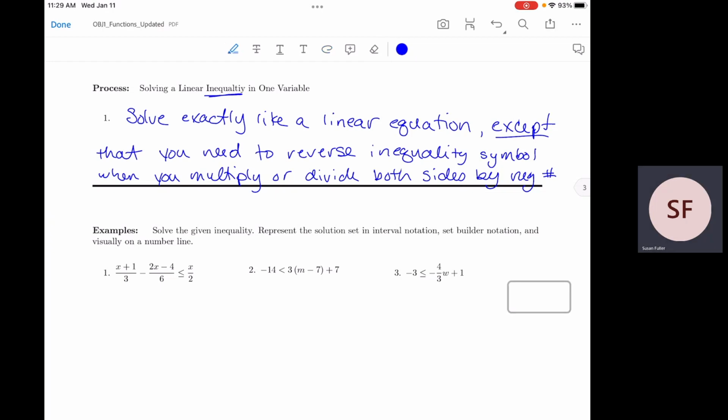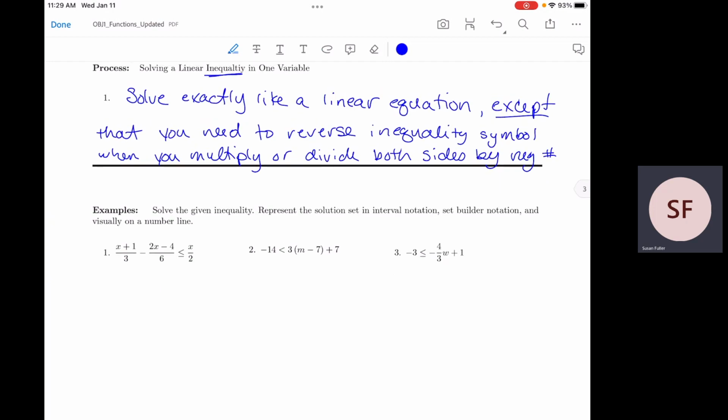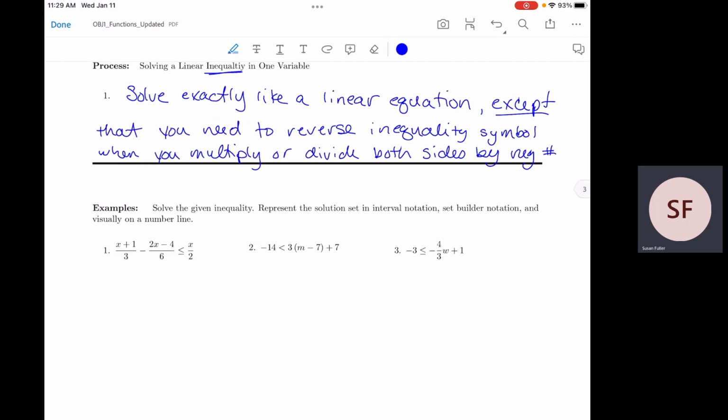Okay, so let's try some examples here. So example number 1, we're going to solve this inequality, and it is asking us to represent our solution set in interval notation, set builder notation, and visually on a number line. Those are all different ways to write the solution. And again, I'll just kind of refresh your memory on what those look like. So let's start with number 1 here.